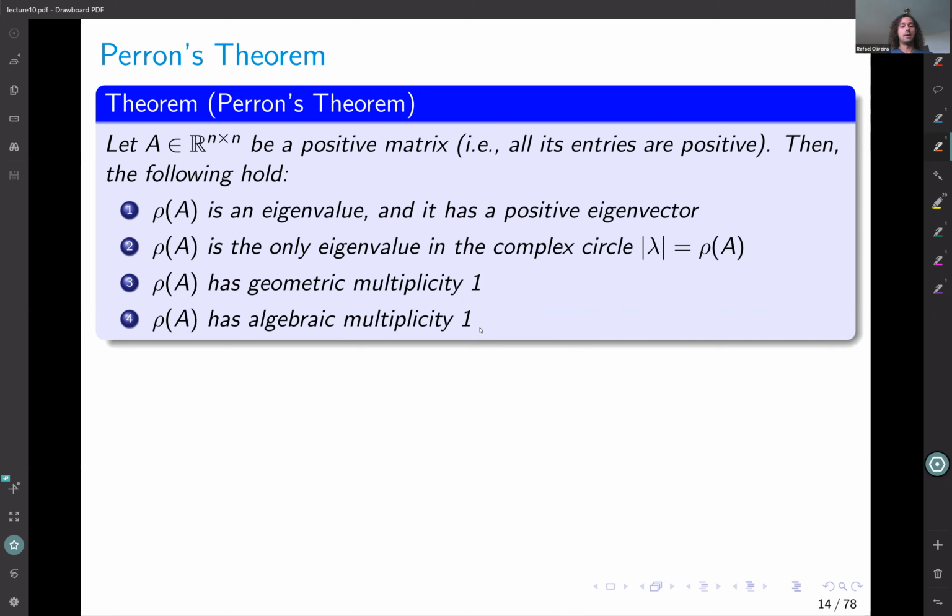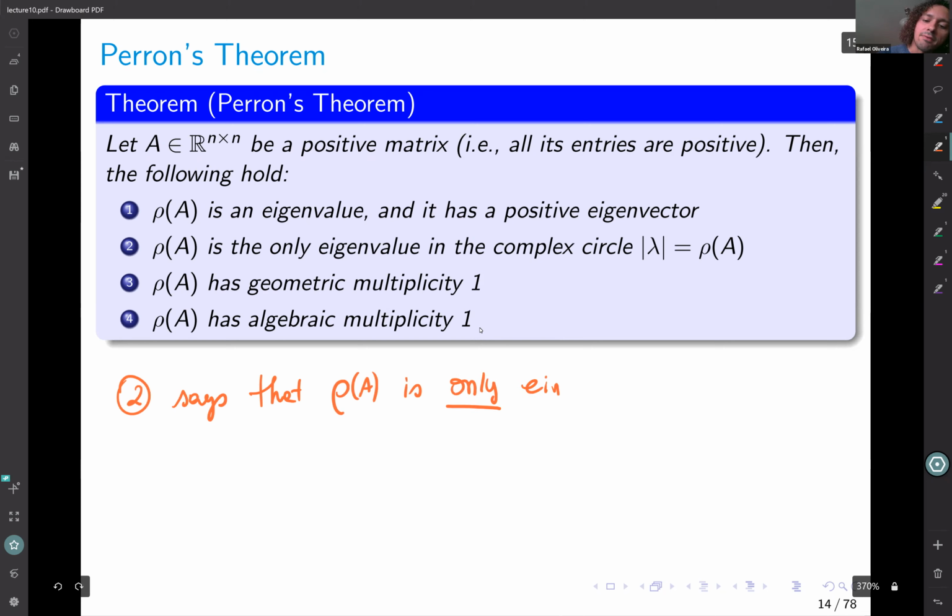Now, rho of A is the only eigenvalue on the complex circle. If you take all the complex numbers lambda such that the absolute value of lambda is equal to rho of A, it is the only eigenvalue there. Which means it is the only eigenvalue of maximum absolute value. So that's what 2 says: rho of A is the only eigenvalue of max absolute value.